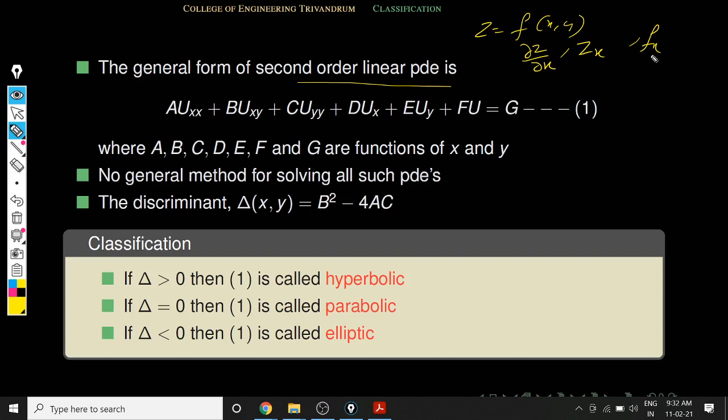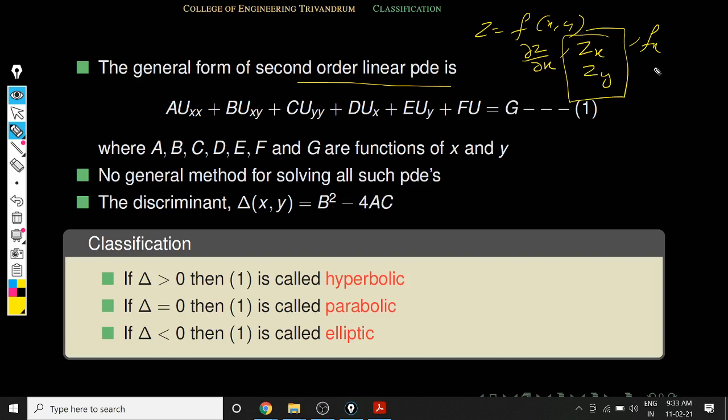So this fx stands for the derivative of this whole function with respect to the single variable x, treating other variables as constant. Here it is a function of two variables, so we have only one extra variable, that is y. Similarly, we can define the partial derivative of this function with respect to y. They are called the first order derivatives. So zx and zy are the first order derivatives.